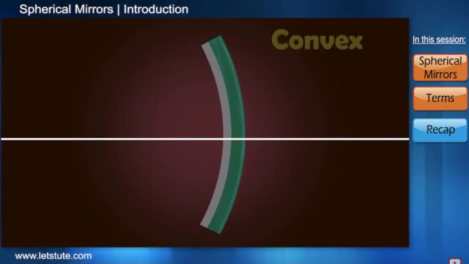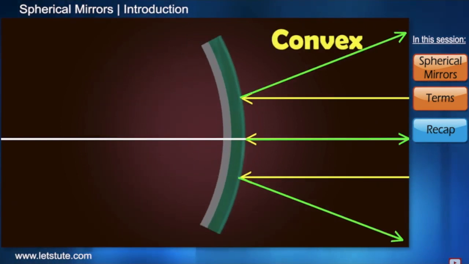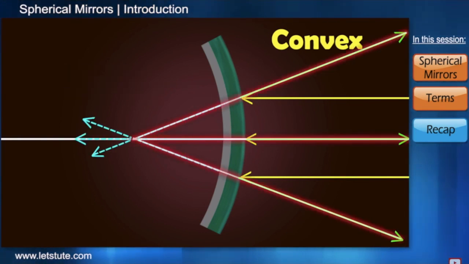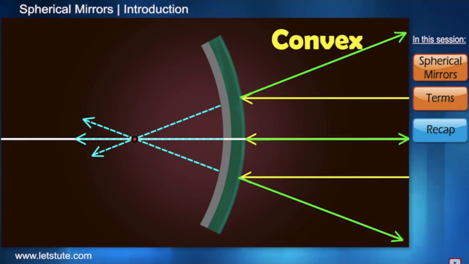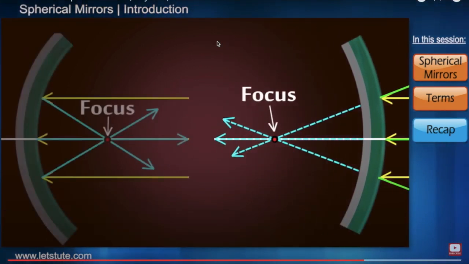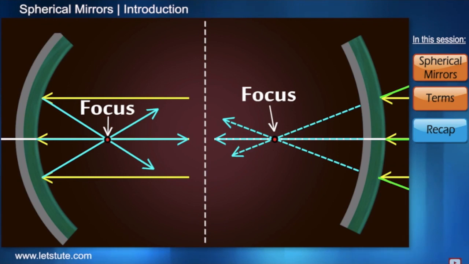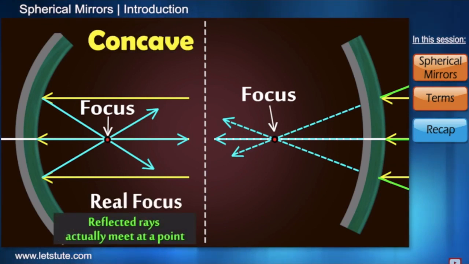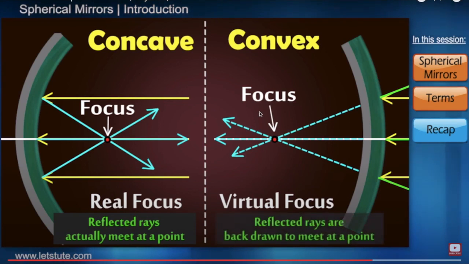In the case of the convex mirror which diverges light, the rays of light will appear to diverge from a point. This is the focus for the convex mirror. Thus, keeping what we understood earlier in mind, we can say that the concave mirror has a real focus while the convex mirror has a virtual focus.